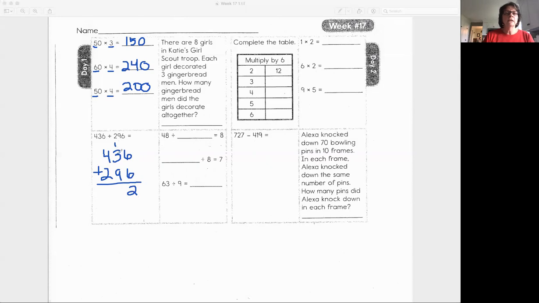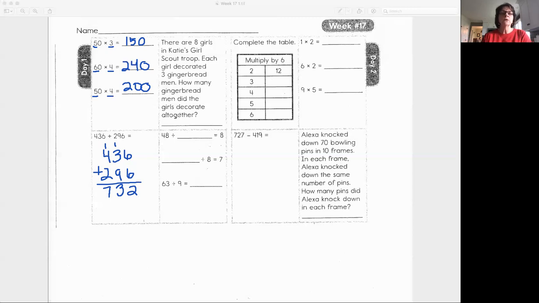Now I've got 1 ten plus 3 tens plus 9 tens. I'm going to group the 9 and the 1 together to make 10, and then add 3 more tens, so that's 13 tens. 13 tens is really 130. And last but not least, I will add the hundreds place. So I see 100 plus 400 plus 200 gives me 700 altogether. So 436 plus 296 is 732.